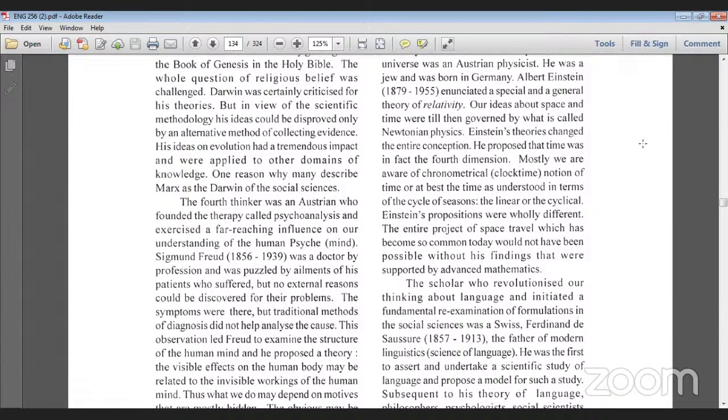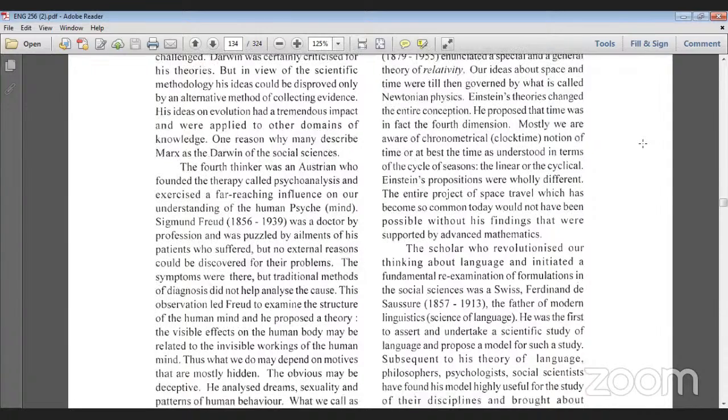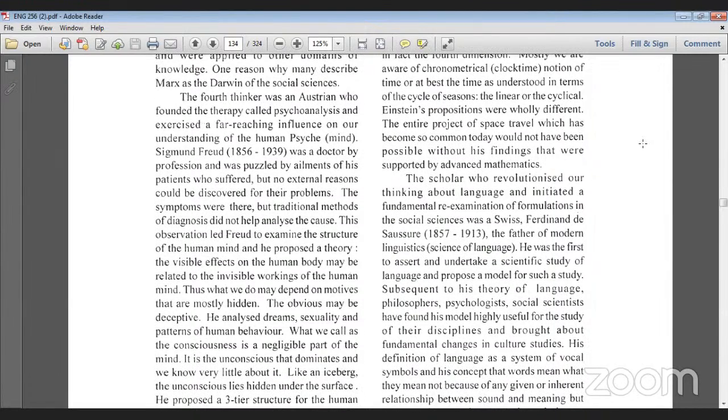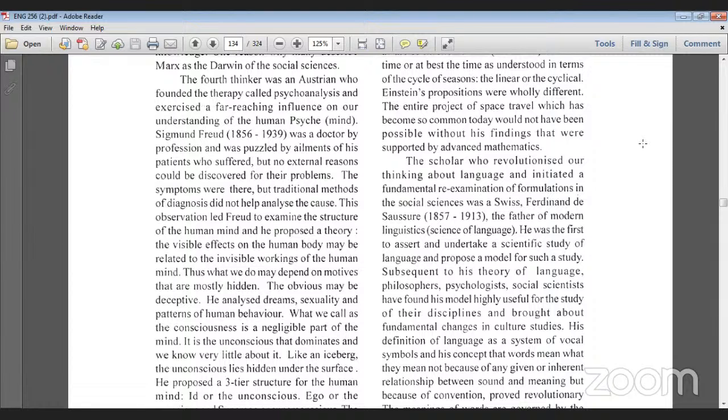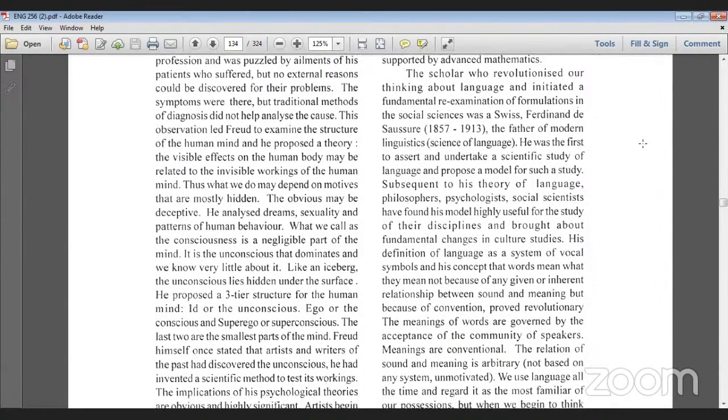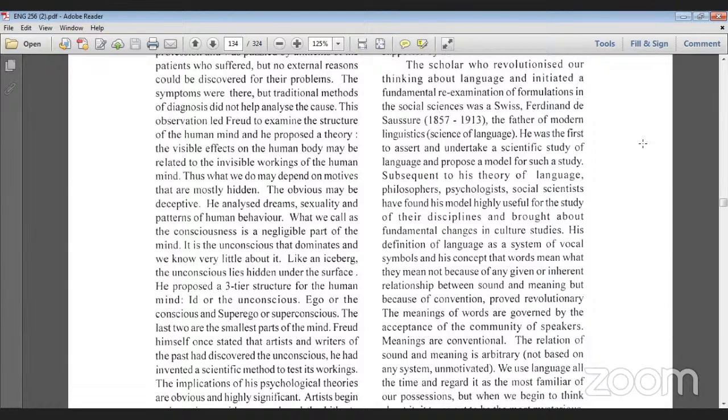He was the first to assert and undertake a scientific study of language and propose a model for such a study. Subsequent to his theory of language, philosophers, psychologists, and social scientists have found his model highly useful for the study of their disciplines and it brought about fundamental changes in cultural studies. His definition of language as a system of vocal symbols, and his concept that words mean what they mean not because of any inherent relationship between sound and meaning, but because of convention.